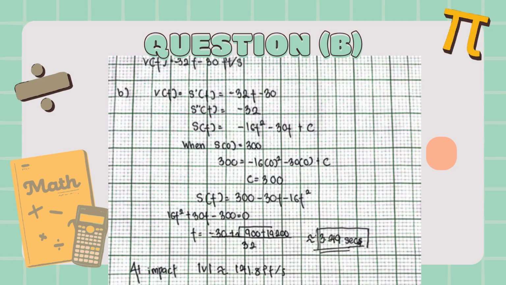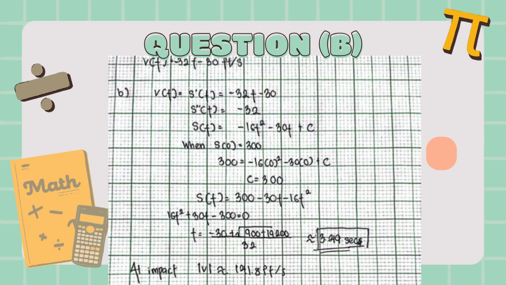s(t) equals negative 16t squared plus 30t plus another constant, c2. At time t equals 0, the height is 300 feet, so s(0) equals 300. That gives us c2 equals 300. Hence, the position function is s(t) equals 300 minus 30t minus 16t squared.